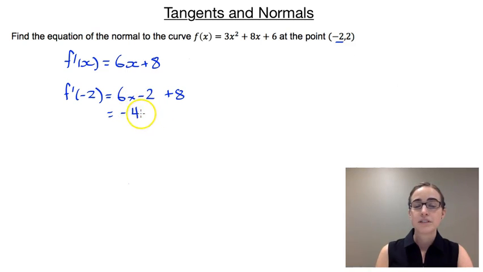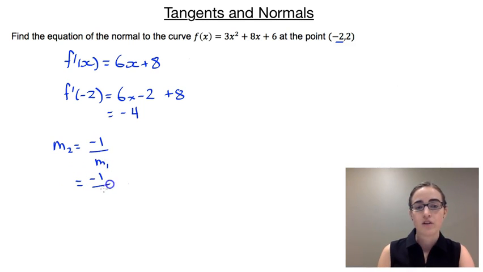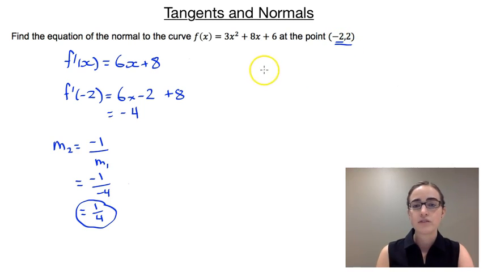So the normal is perpendicular. So if this gradient is minus 4, then the gradient of our normal would be 1/4, because we need m2 to equal minus 1 over m1, which would be minus 1 over minus 4, which will give us 1/4. That's the relationship that our two gradients need to have for them to be perpendicular. All right, so this is our gradient and these are our x1, y1. So we'll put them in this equation again.